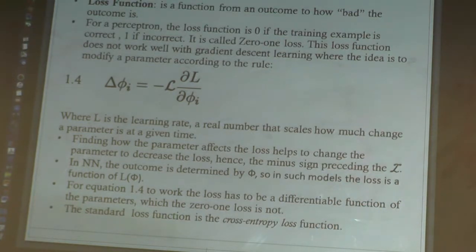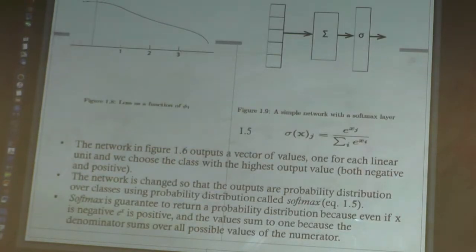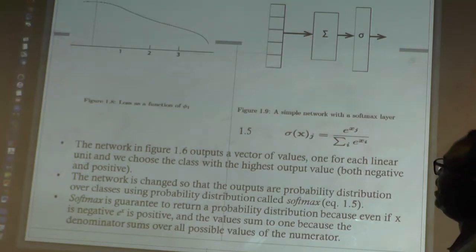You remember our calculus? Good. Thank you. And then the standard loss function, for those of us who have been programming, doing simulation, whether in MATLAB or whatever, is called the cross-entropy loss function. Cross-entropy loss function is the standard function. So let's talk about cross-entropy first.